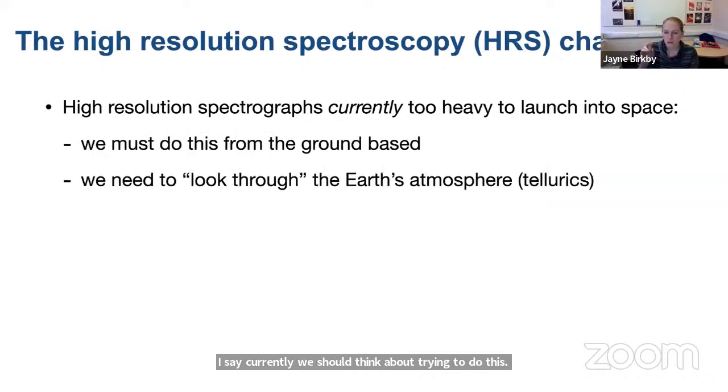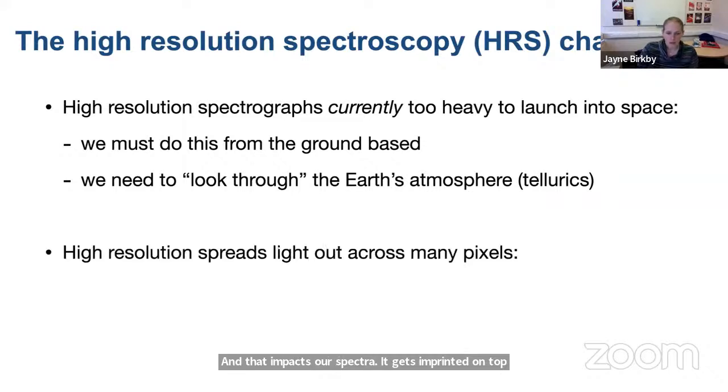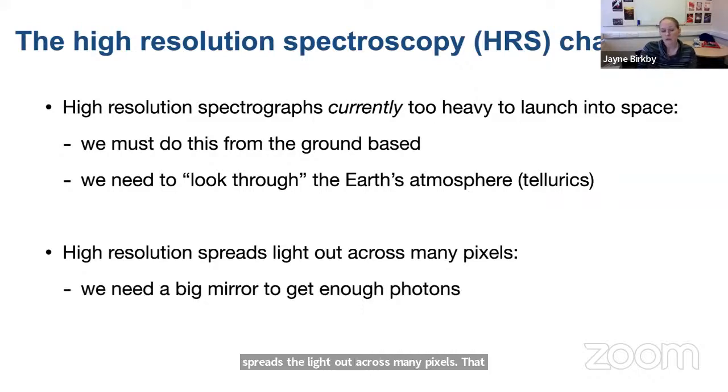And that means we need to look through the Earth's atmosphere. Now, our Earth's atmosphere contains quite a lot of water, and that impacts our spectra. It gets imprinted on top of it. So we need to learn how to deal with that. The second is that high-resolution spectroscopy spreads the light out across many pixels, and that means per pixel, the amount of flux you get is less. And so to counter that, you need a big mirror to get enough photons.